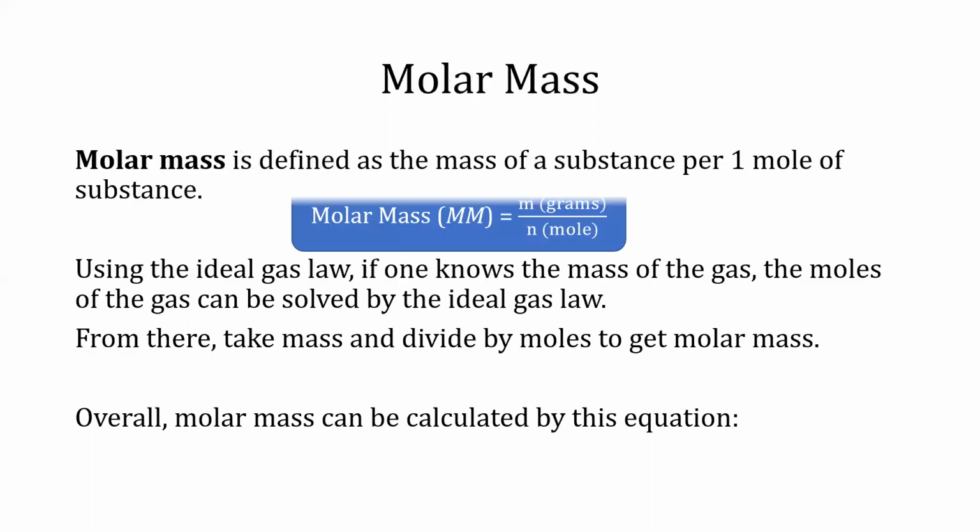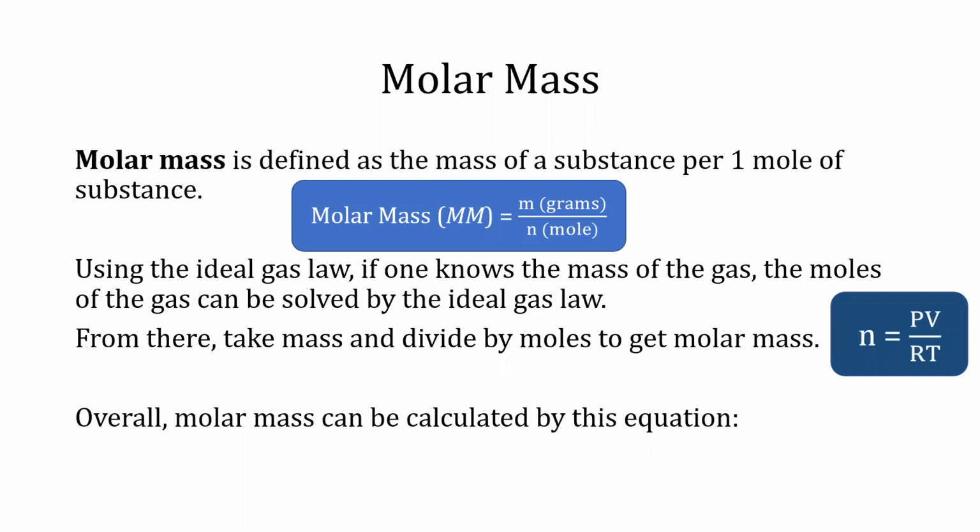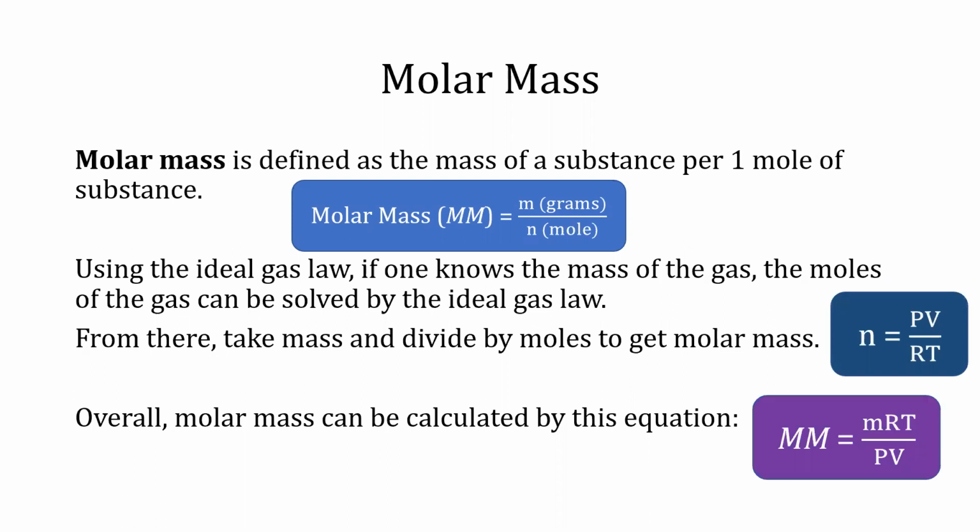Molar mass is defined as the mass of a substance per 1 mole of substance. Using the ideal gas law, if one knows the mass of the gas, the moles of the gas can be solved by the ideal gas law. It is n equals PV divided by RT. From there, take mass and divide by moles to get molar mass. Overall, molar mass can be calculated by this equation: MM equals mRT divided by PV.